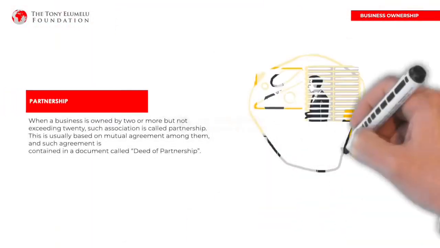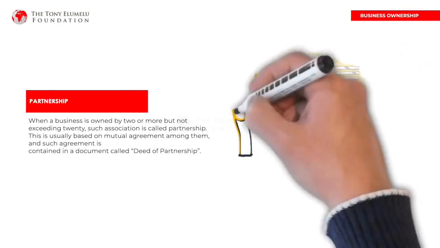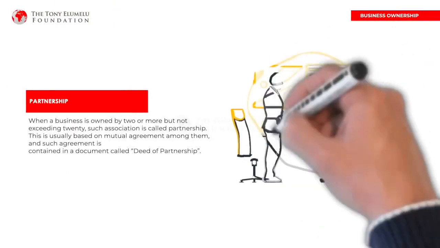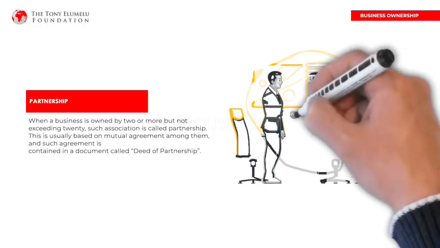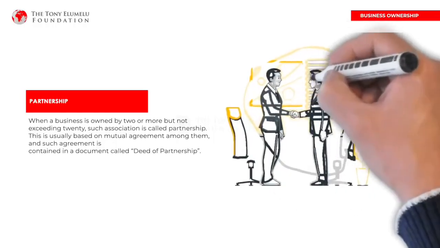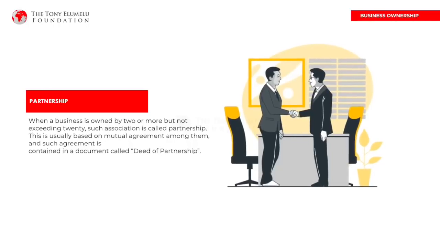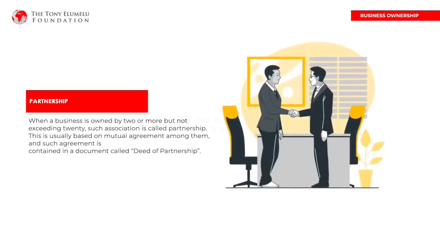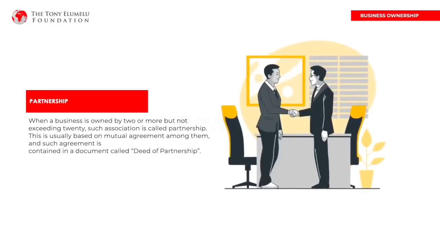Partnership. When a business is owned by two or more but not exceeding 20, such association is called partnership. This is usually based on mutual agreement among them, and such agreement is contained in a document called Deed of Partnership.